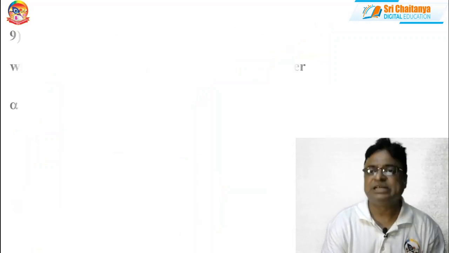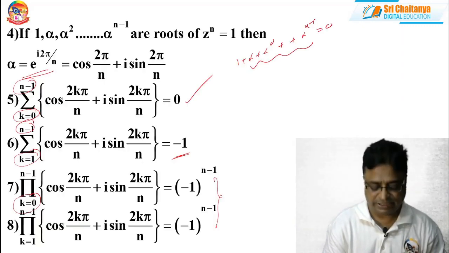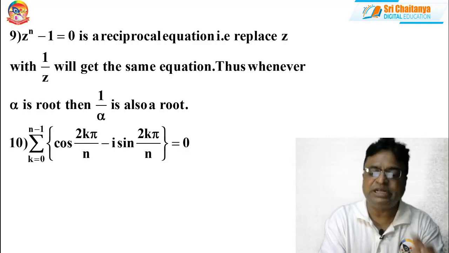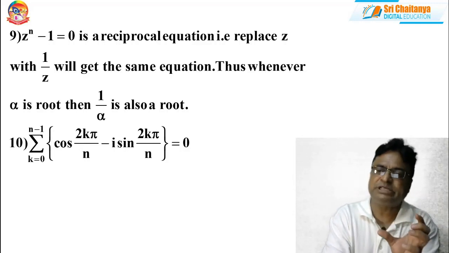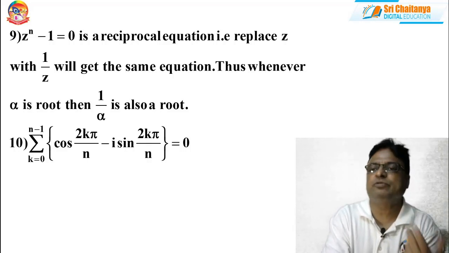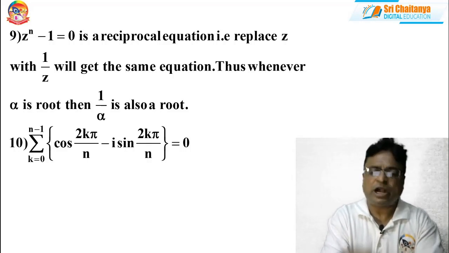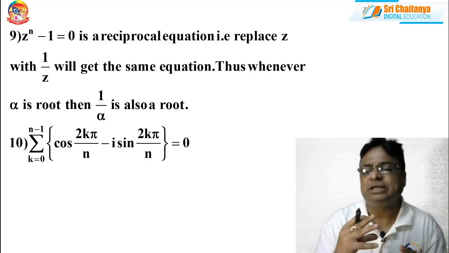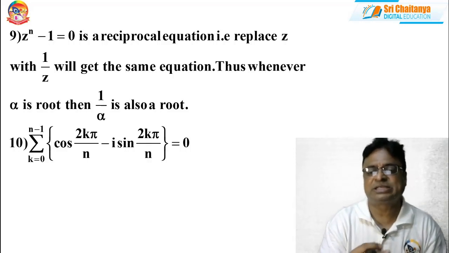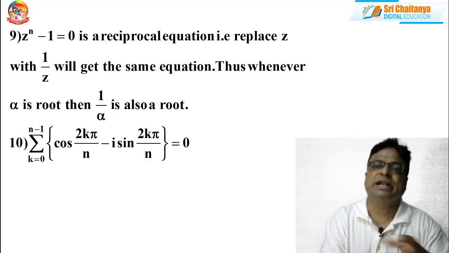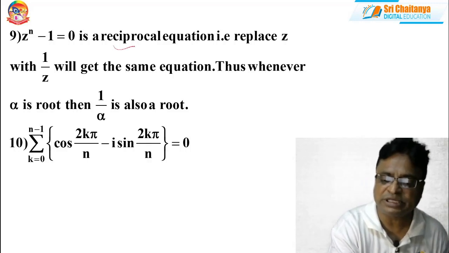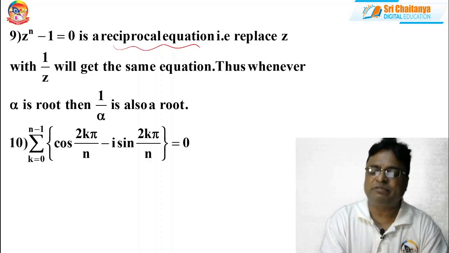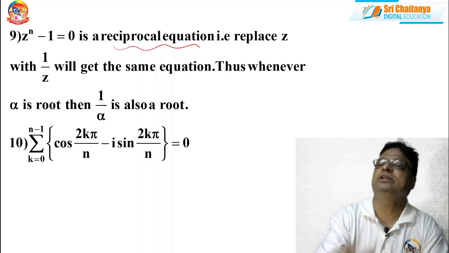And moreover, my friends, this is another important point one should practice. That is, z power n minus 1 is a reciprocal equation. An equation is said to be a reciprocal equation if you replace z with 1 by z and you get the same equation. Not only that, any algebraic equation is said to be a reciprocal equation if you replace x with 1 by x in that equation and get the same equation. Then that kind of equation is called a reciprocal equation. Since z power n minus 1 is a reciprocal equation, if z is a root, then 1 by z is also a root.